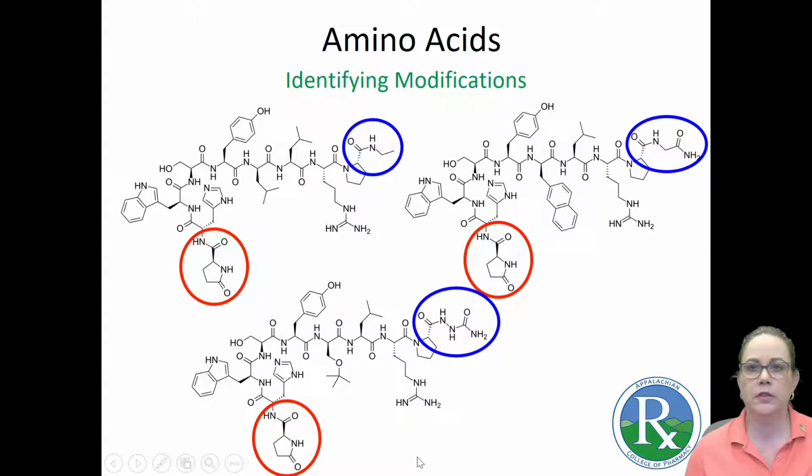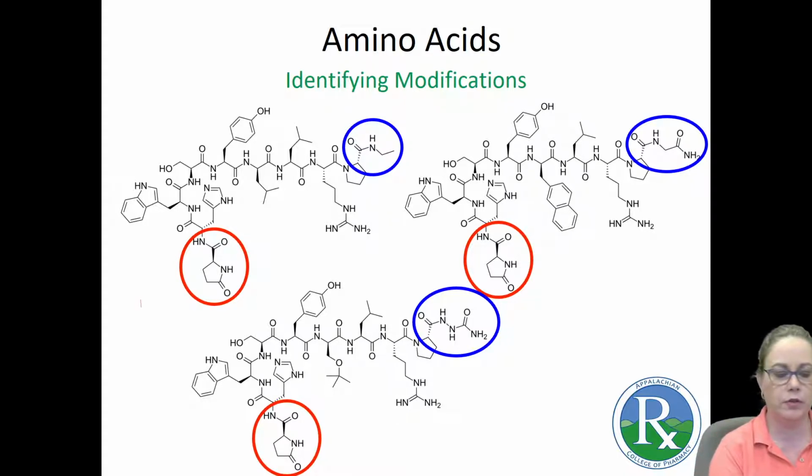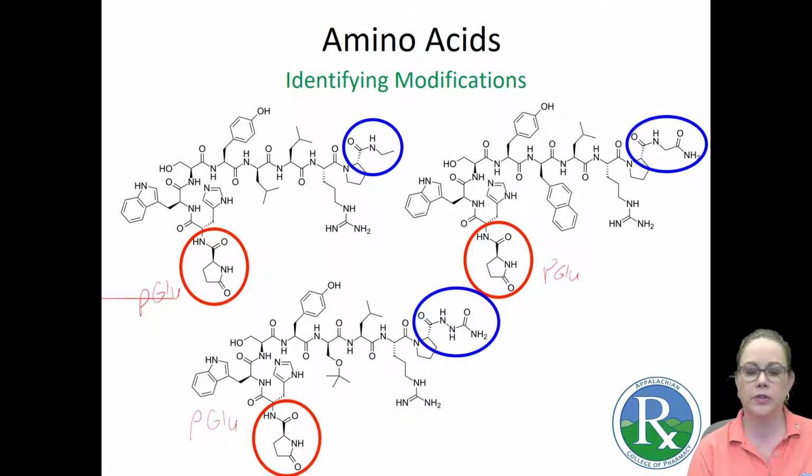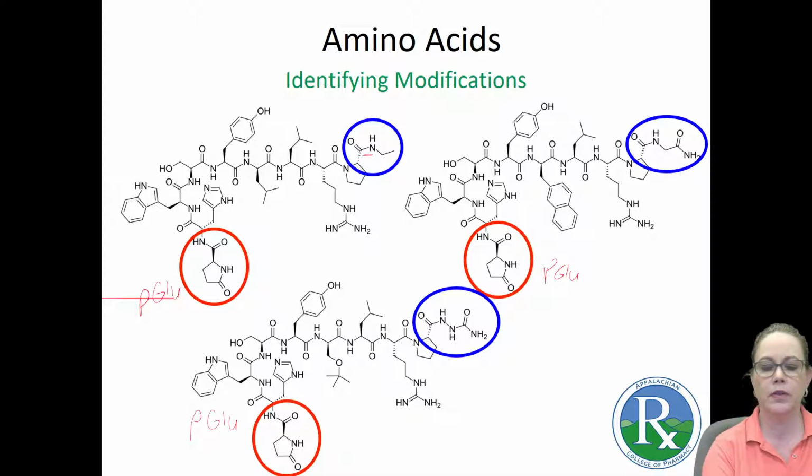Here's some additional C-terminal modifications we've looked at in blue. N-terminal modifications are highlighted in red. All of those are the P glue. And then with the blue, those are other C-terminal modifications. They're still amines, but it might not simply be an NH2. It might be some other type of amine where you're converting the carboxylic acid into an amide. You can see we've done that with all of those structures.